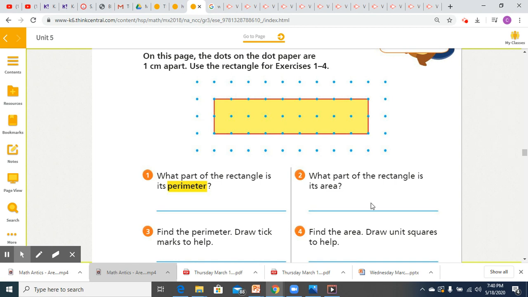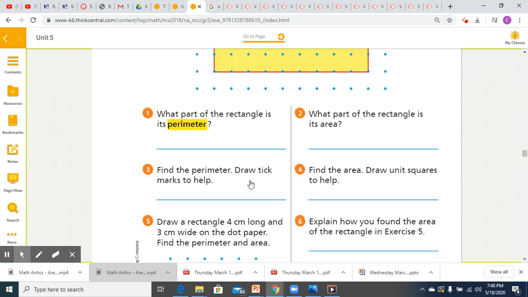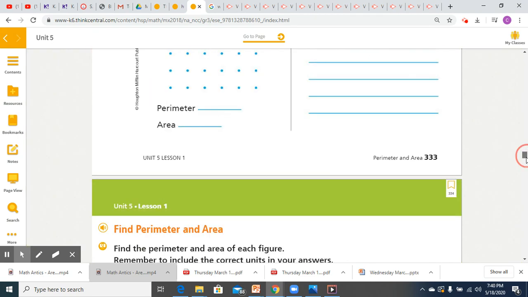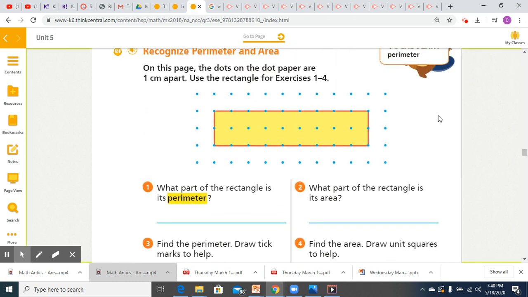On exercise number 3, it's asking you to find the perimeter. It's asking you to also draw tick marks to help. Okay, so let's see if we can do that. Let me show you in the rectangle. Okay, now remember that the perimeter is the distance around the figure. If I know the length of this side and I know the length of this side, it's going to be more than enough because I know that the length of the bottom side is the same length as the top side, and the length of this side is going to be the same as the length of this side.